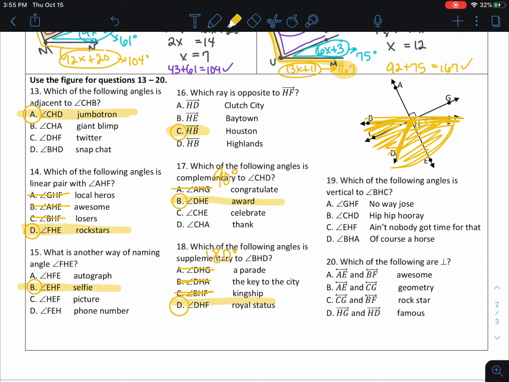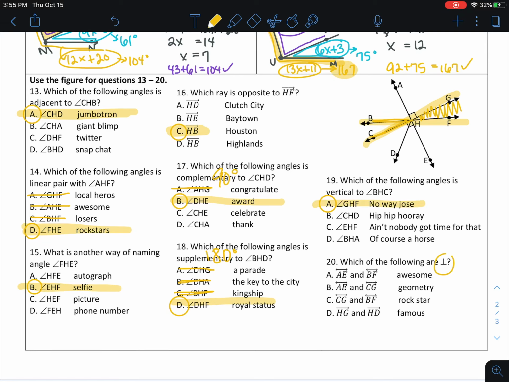All right, next, which of the following angles is vertical to BHC? So that's BHC. Let me just do this by drawing the entire line for both of them. And then you can see over here, GHF is the one we're looking for. Oh, that was the very first answer choice. There we go.